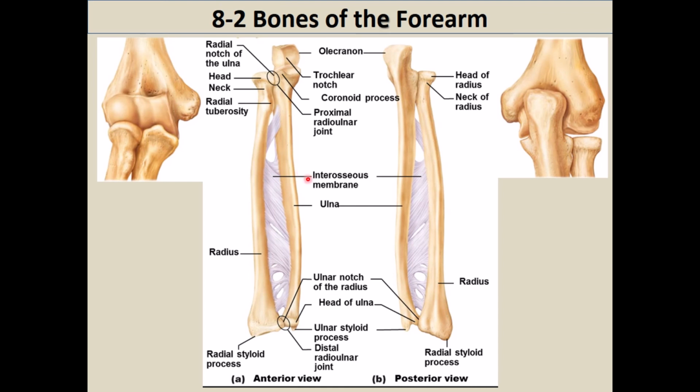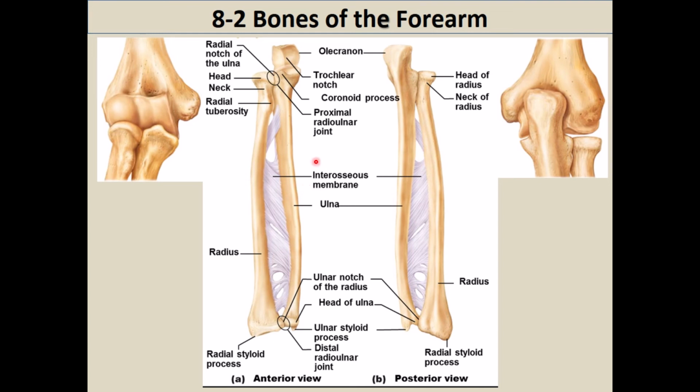So the bones of the forearm, there are two of them. Medially, this is called ulna, and laterally, this is the radius. The bigger part of the ulna is located proximally, but the bigger part of the radius is located distally. The head of the radius is located proximally. The head of the ulna is located distally. They are connected with each other by this regular connective tissue. This is called interosseous membrane.